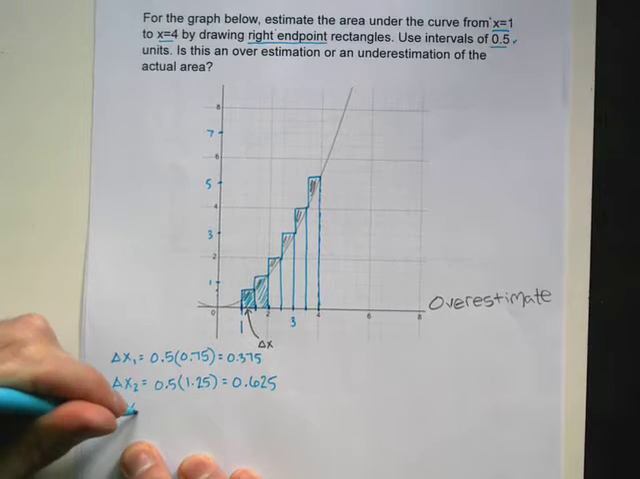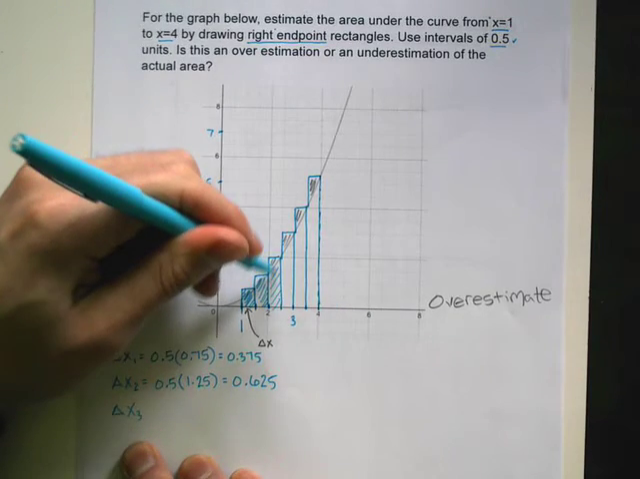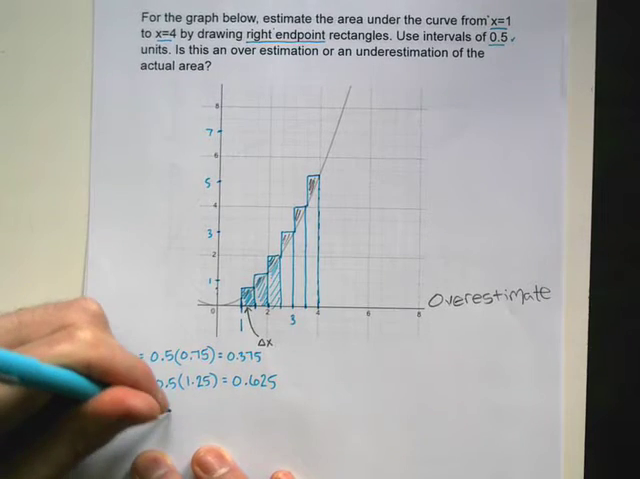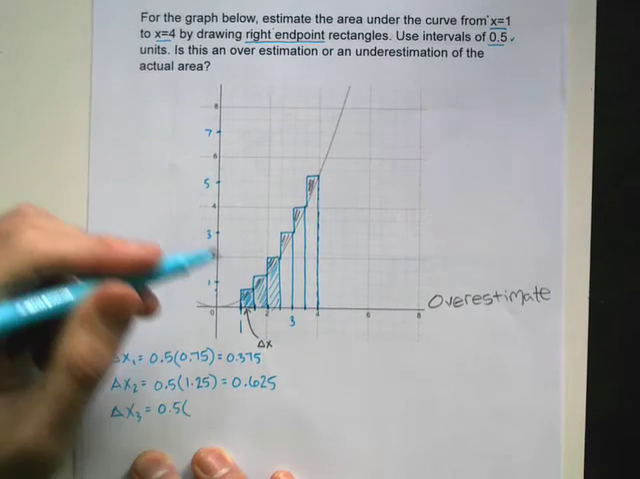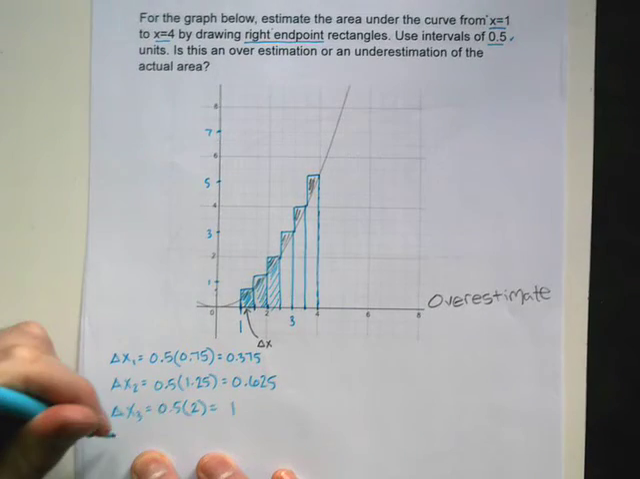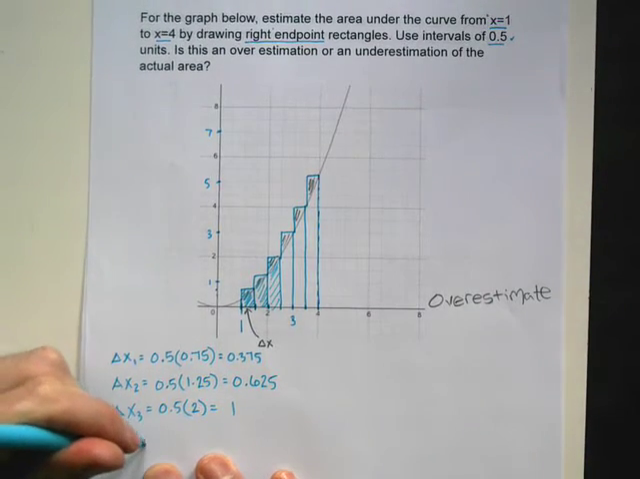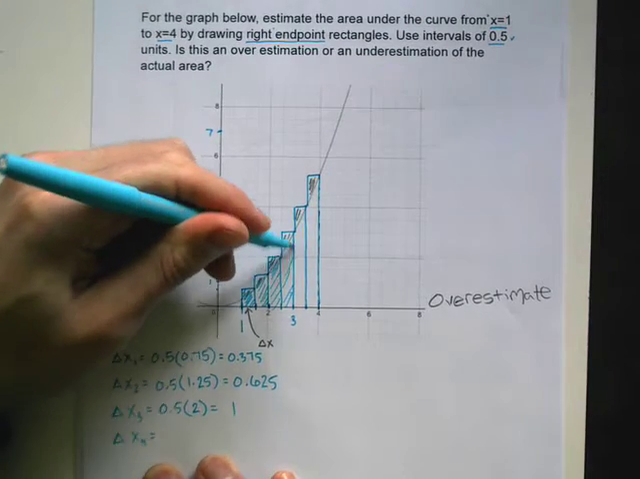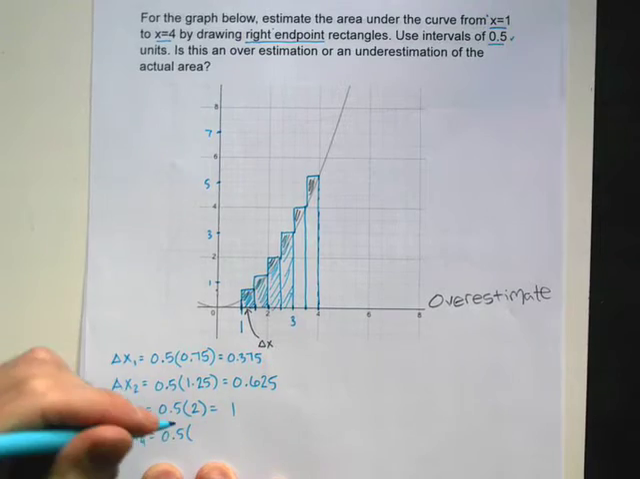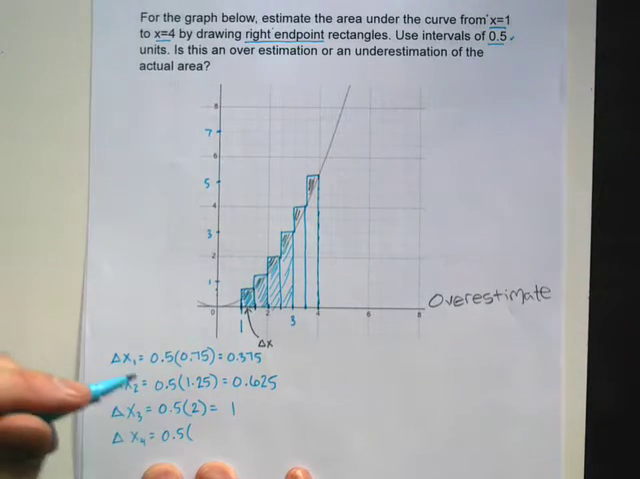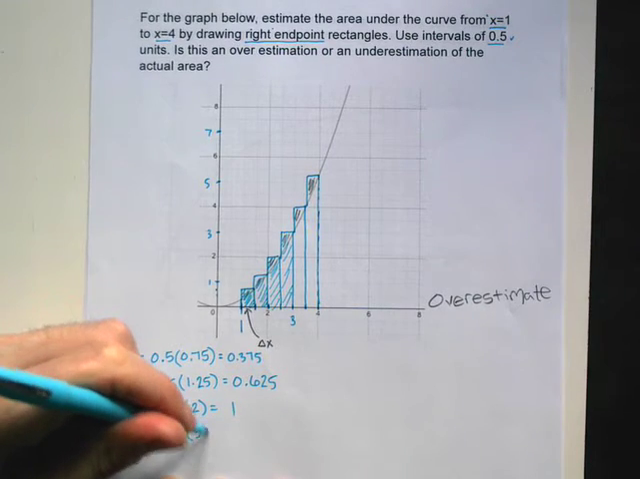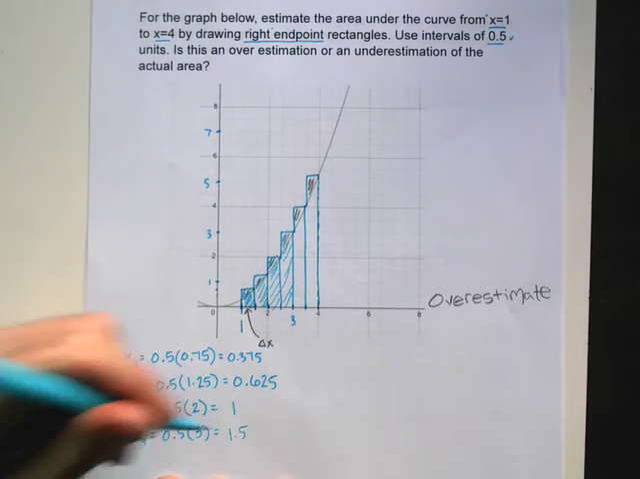Delta x3 would be my third rectangle. I'm going to speed up a little bit because these are all pretty much the same. The base is 0.5, and the height looks like it's right at 2, so that's 0.5 times 2. Delta x4 is my fourth rectangle right here, and that's base times height. That height looks like it goes up to 3, so 0.5 times 3 is 1.5.